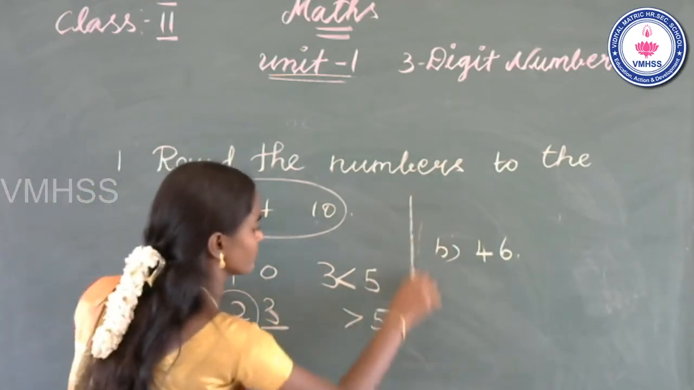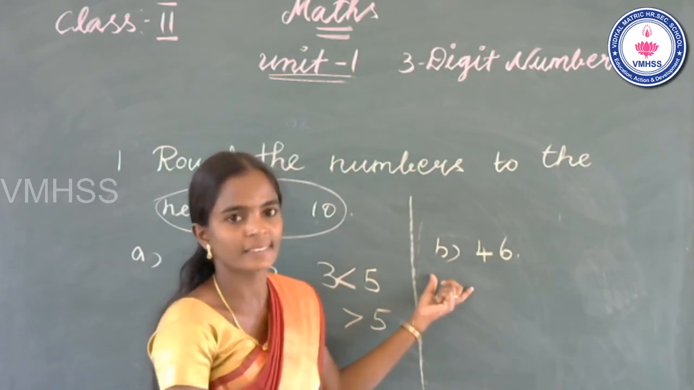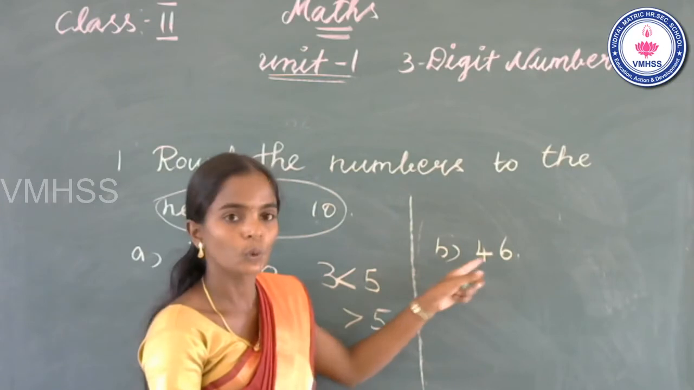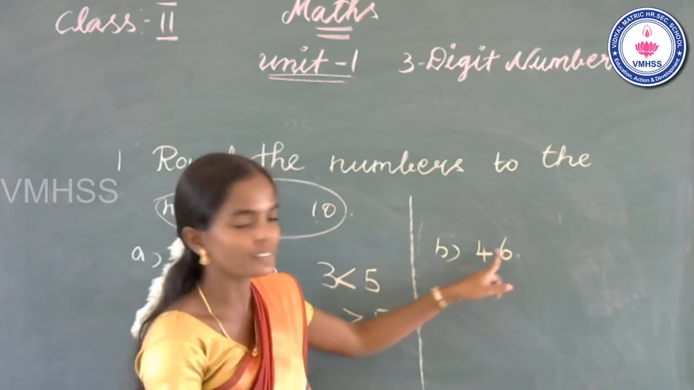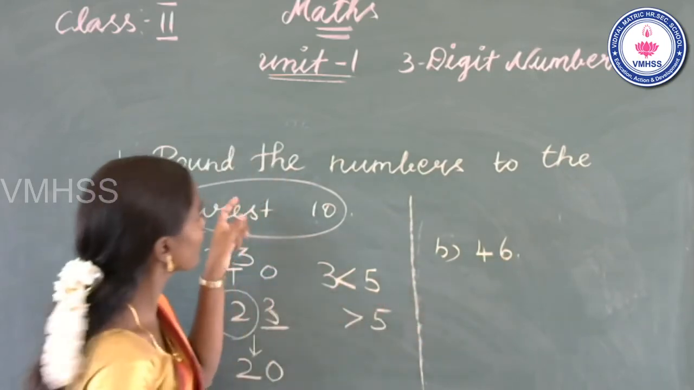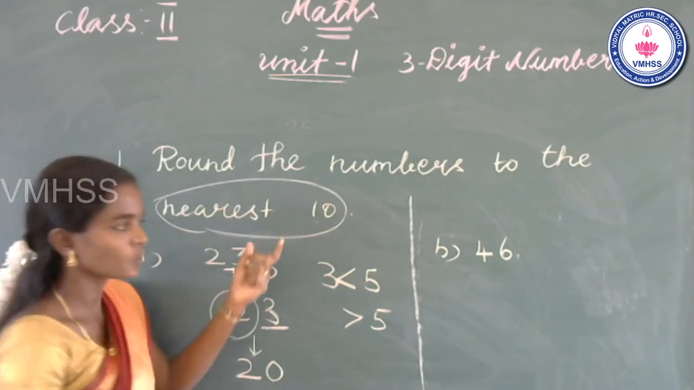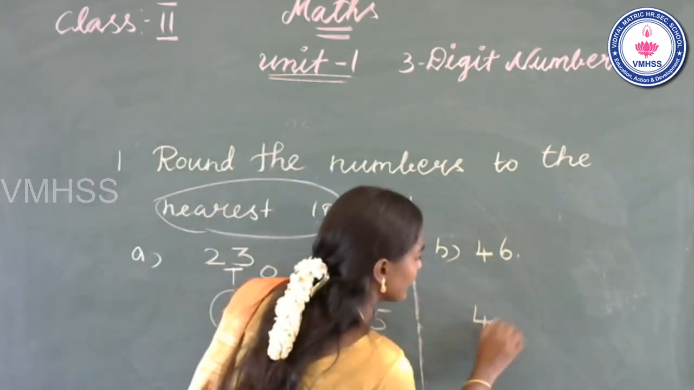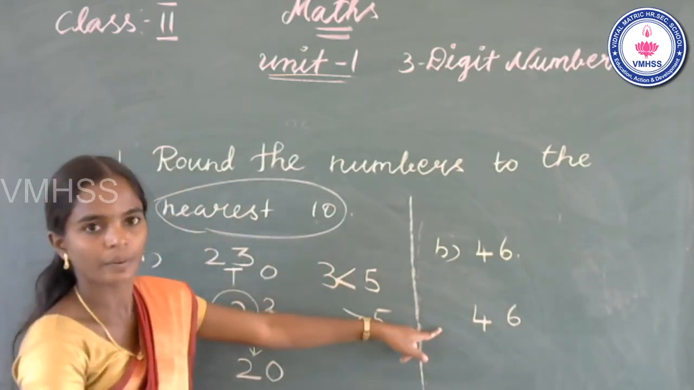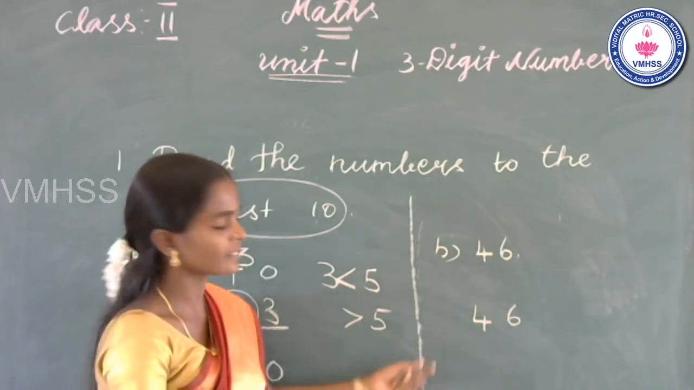Next one. What is this number? 46. Very good. How many digits in this number? 2-digit number. First digit, second digit. Listen children. This question is nearest 10, so first we find the tens place number. What is the tens place number?